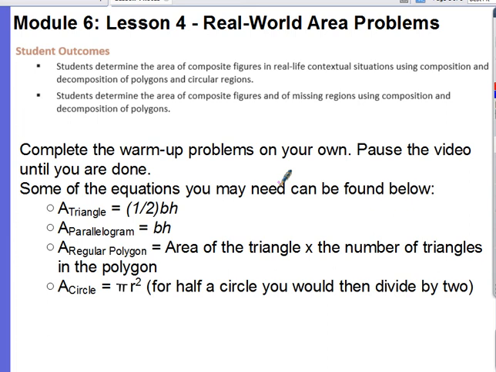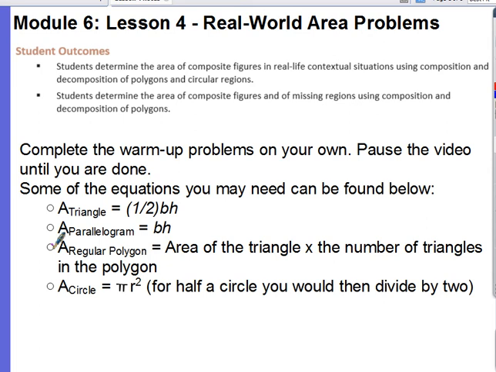What I'd like you to do first is get a little bit of review. So I want you to complete the warm-up problems on your own. To do that, you're going to want to pause this video until you have completed those problems. Some of the equations I have listed below may be needed. You have area of a triangle, parallelogram, area of a regular polygon.